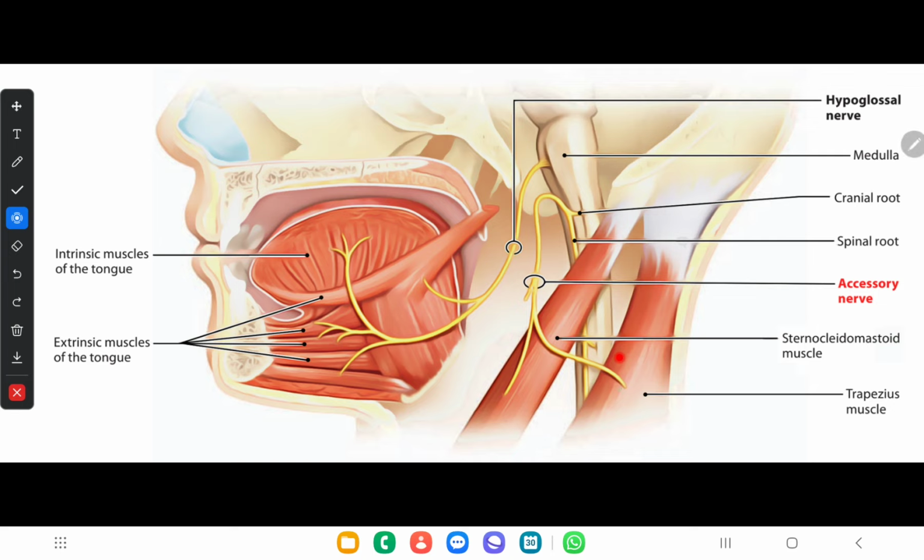Then it enters the trapezius about 5 centimeters above the clavicle and travels towards the back, plastered to the deep surface of the trapezius, along with the superficial branch of the transverse cervical artery. Then it gives its branches to the trapezius muscle.